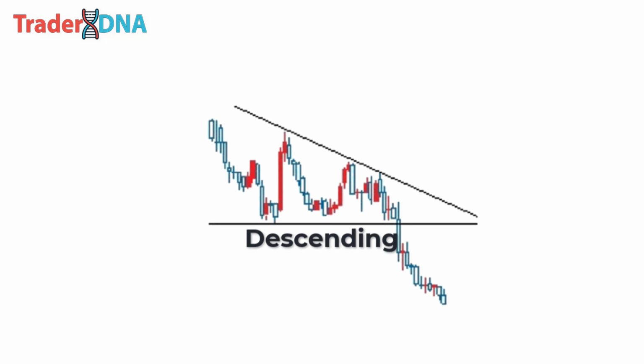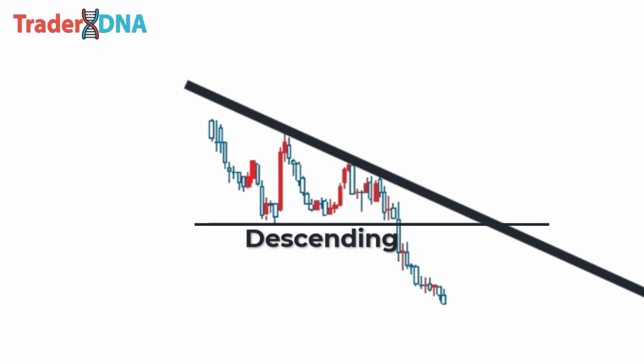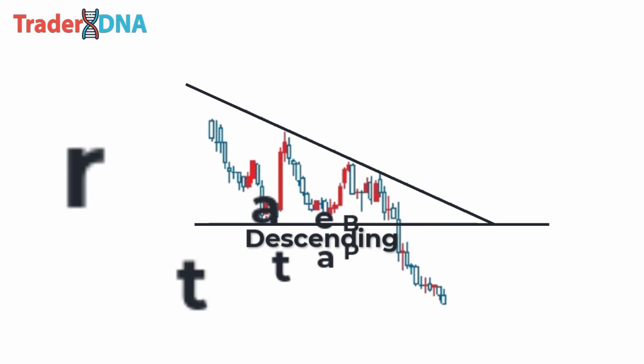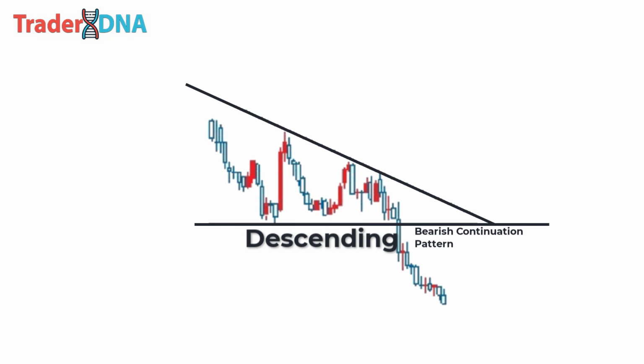A descending triangle is another chart pattern used in technical analysis. It's formed by drawing a trendline connecting lower highs and a second horizontal trendline connecting a series of lows. A regular descending triangle pattern is usually seen as a bearish chart pattern or a continuation pattern in a downtrend. In this case, a breakout below the support line is a high probability signal produced by the descending triangle pattern.